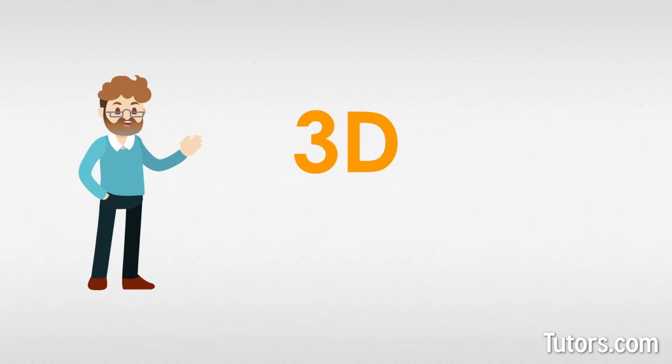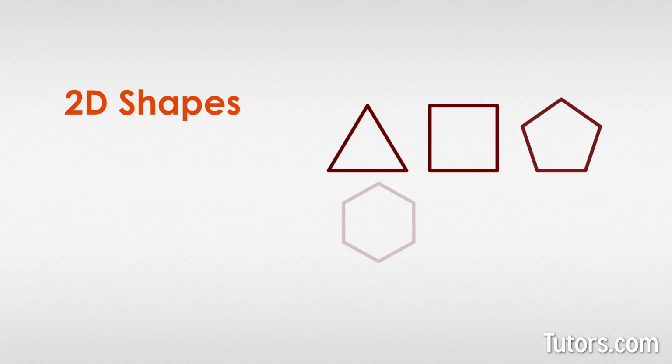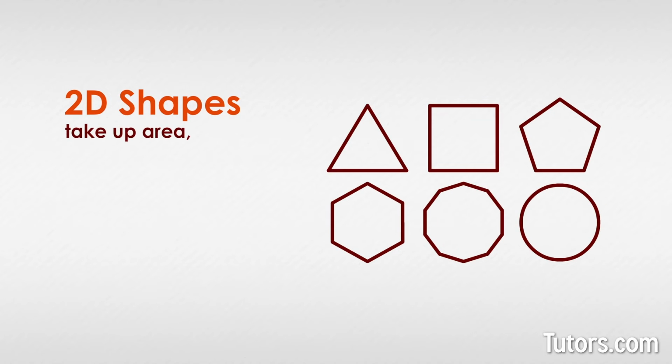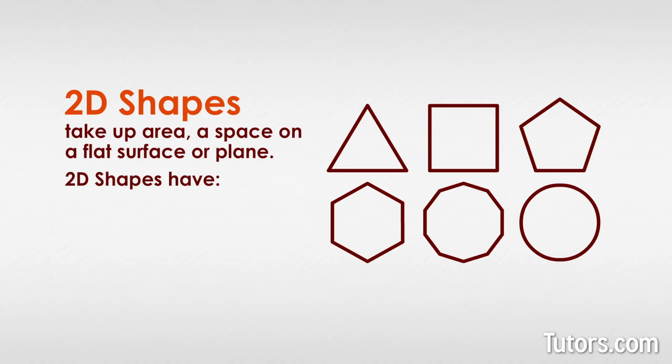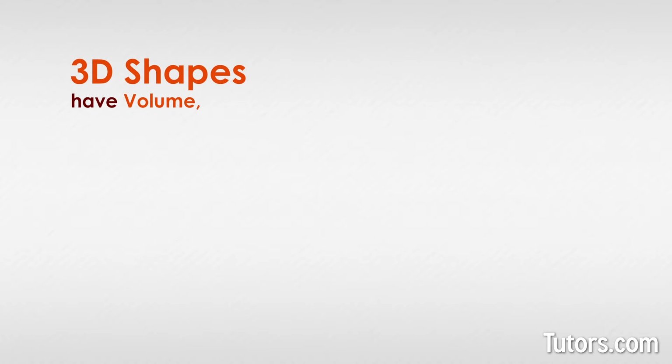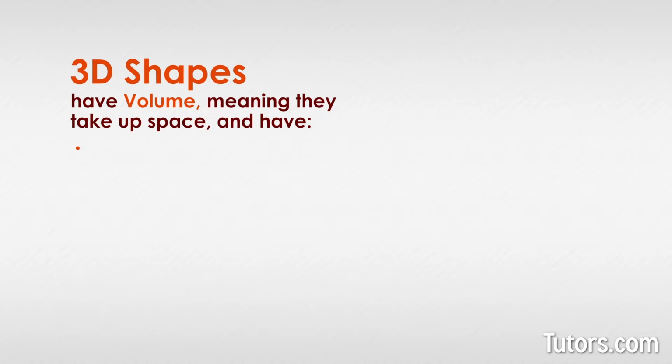Today, we will be learning about 3D shapes. Two-dimensional shapes like polygons and circles take up area, a space on a flat surface or plane. 2D shapes have width and length, but no height. Shapes in 3 dimensions or 3D have volume, meaning they take up space and have width, length, and height.